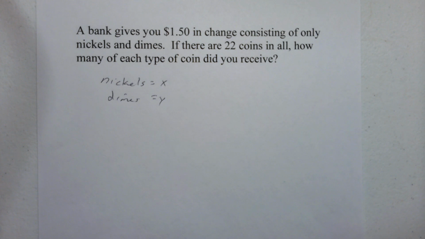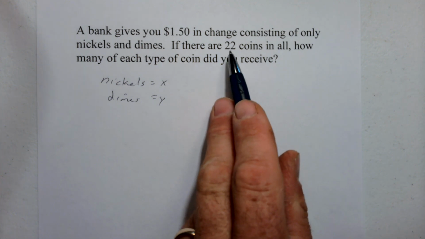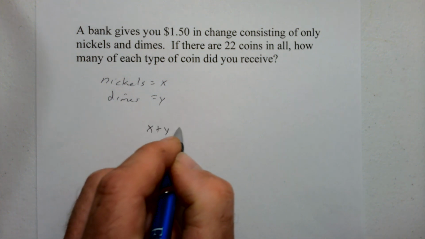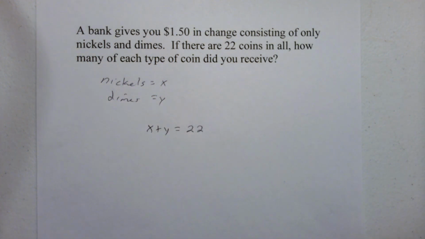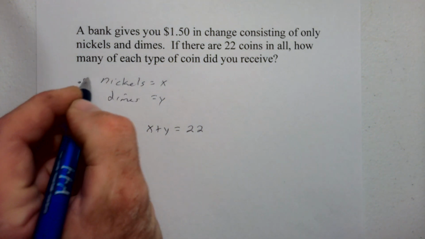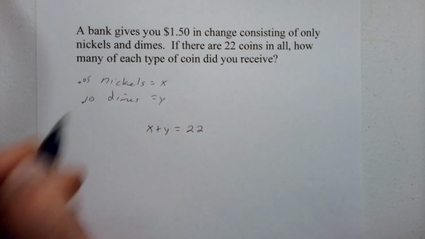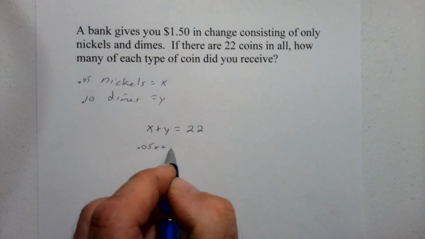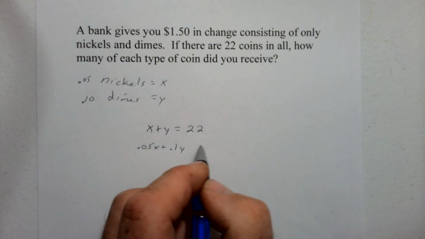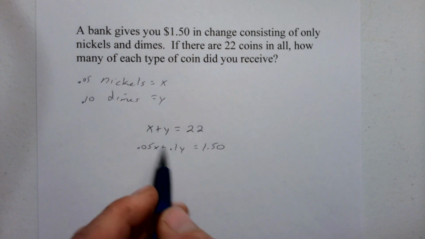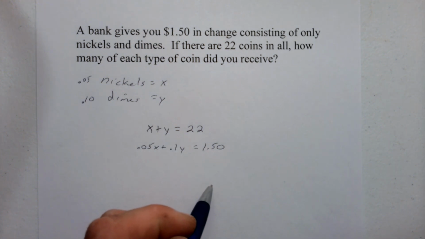And what do I know? Well, I know that we have 22 coins in all. So I know that the X and the Y have to add up to be 22. I also know their face value. I know a nickel is worth 5 cents and a dime is worth 10 cents. So I know that 0.05 X plus 0.10 Y is going to equal $1.50. And there are again my two equations with my two variables. So I can go ahead and solve for X and for Y.